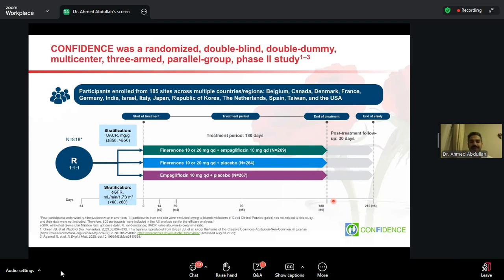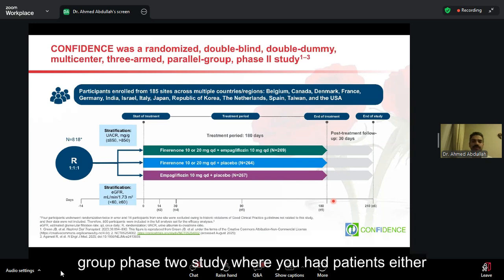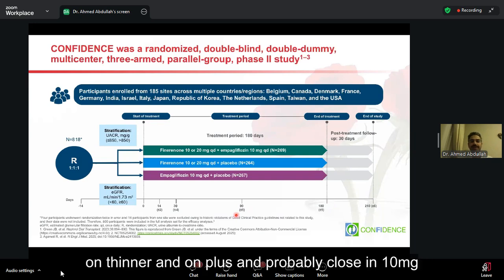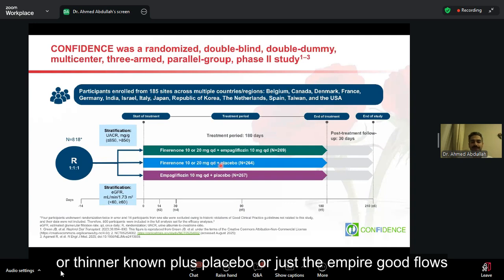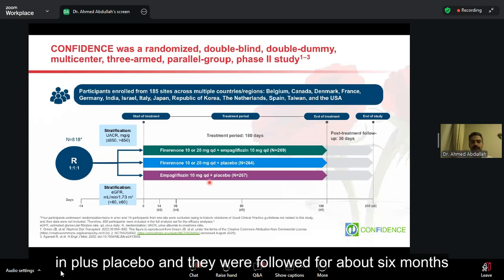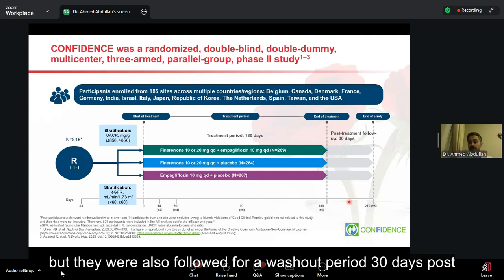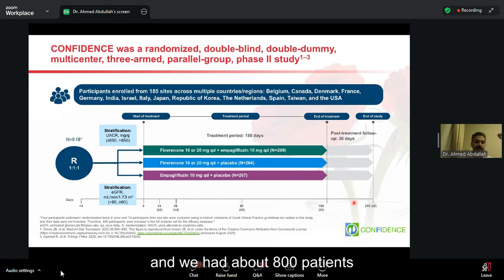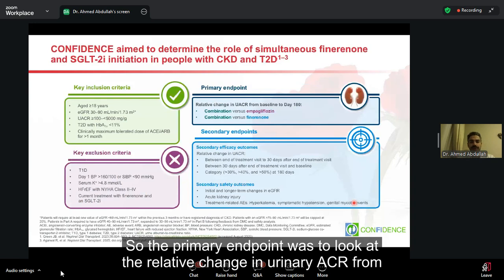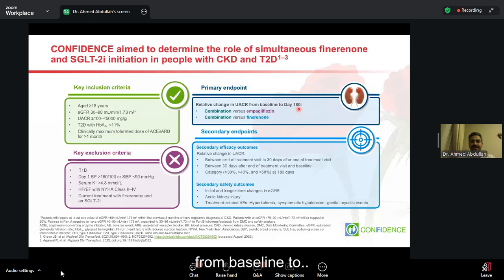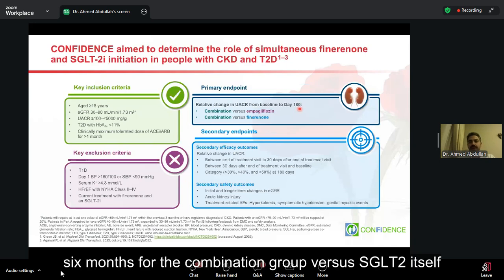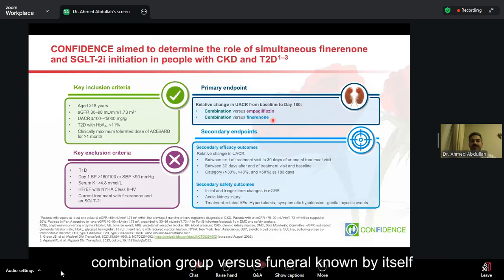So this is a randomized, double-blind, double-dummy, multi-center, 3-arm parallel group phase 2 study where patients were on either finerenone plus empagliflozin 10 milligram, or finerenone plus placebo, or just empagliflozin plus placebo. They were followed for about 6 months, plus a washout period of 30 days post washout. We had about 800 patients in total. The primary endpoint was the relative change in urinary ACR from baseline to 6 months for the combination group versus SGLT2 by itself, and then the combination group versus finerenone by itself.